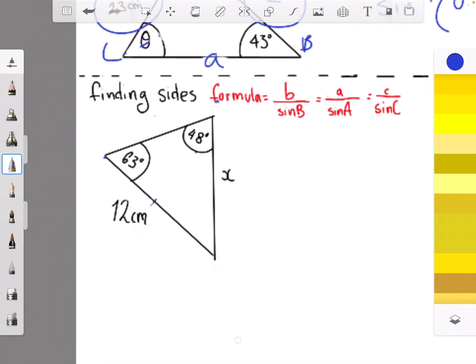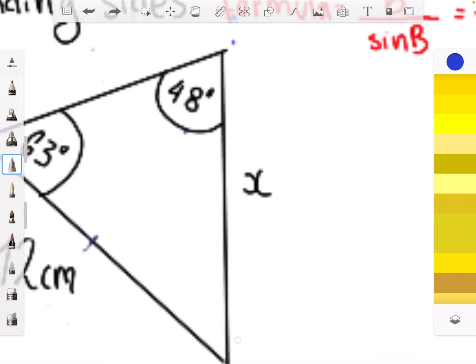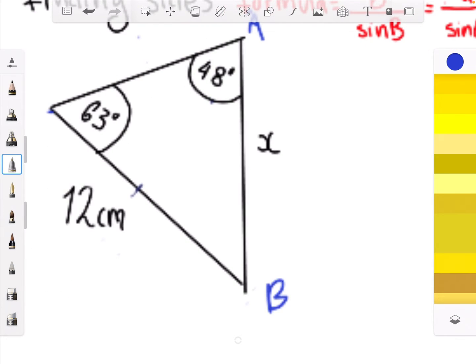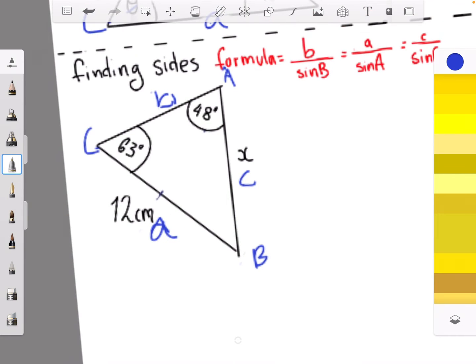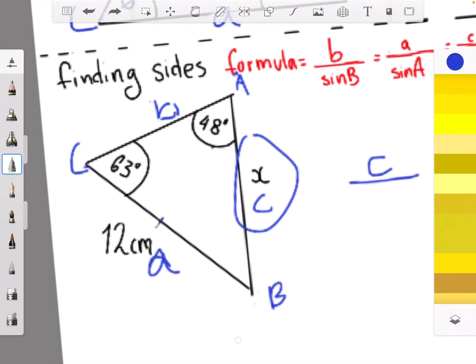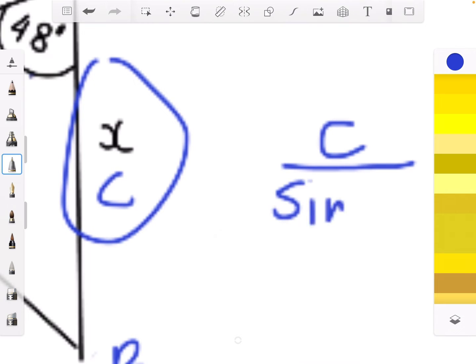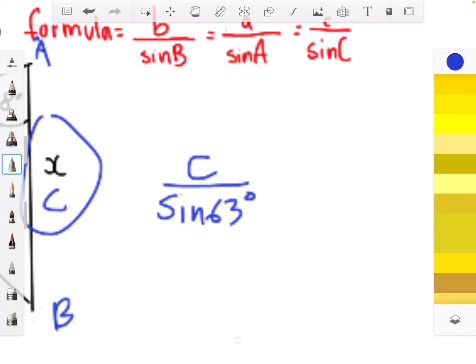Now to find your sides using your sine formula. This is what you're trying to find. Let's label A, B, C, and then C, B, and A. So this is what you're finding. C is equal to sine 63. You basically do the same thing, except you flip the fractions like that.